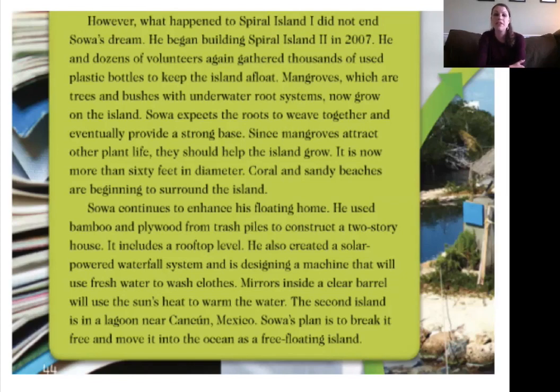So I love that the author included the story of Spiral Island 1 and Spiral Island 2, because it's important for us to remember perseverance. And Soa responded by creating another island and taking steps to make this island more secure. What are some of those changes that Soa made?